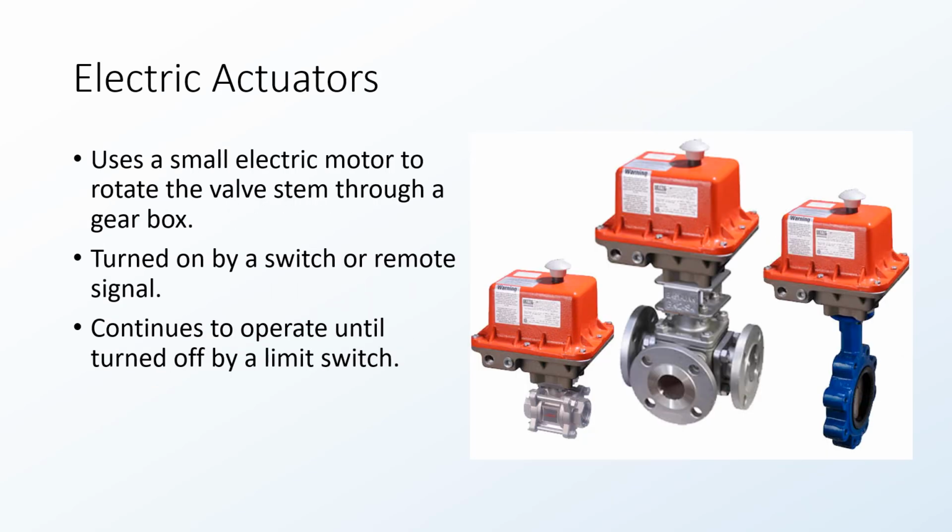Another means of operating a valve would be an electric actuator, and it's just a small motor that would sit on top of that valve stem or connect to the gearbox. It's turned on by some kind of switch or remote signal, like through SCADA. It would operate that valve fully open, fully closed, or you can dial it in. If it's connected to a globe valve, you can send a signal that would operate it at 50% if you needed to. But yeah, they continue to operate until they're turned off by some sort of limit switch.